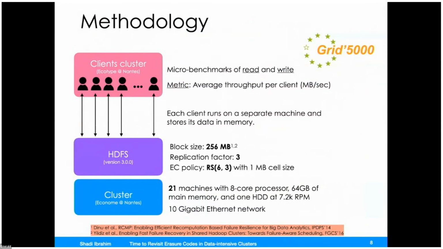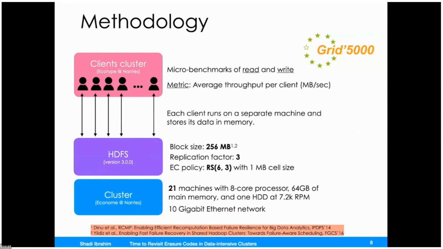First, let's look at the performance of concurrent read and writes when the clients reside outside the cluster. We perform our experiments on the top of the Grid'5000 testbed. We use 21 machines from the Econome cluster at the site of Nantes. Each machine is equipped with 8 cores, 64 gigabytes of main memory and one HDD, and are connected by a 10 gigabit Ethernet network.